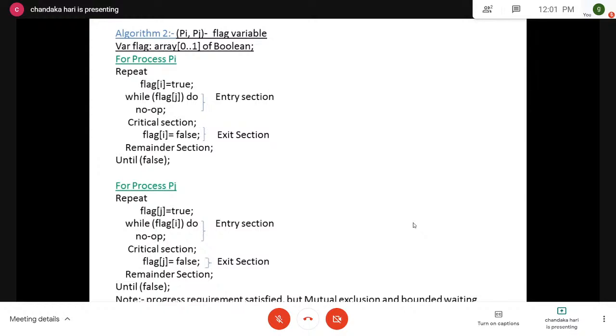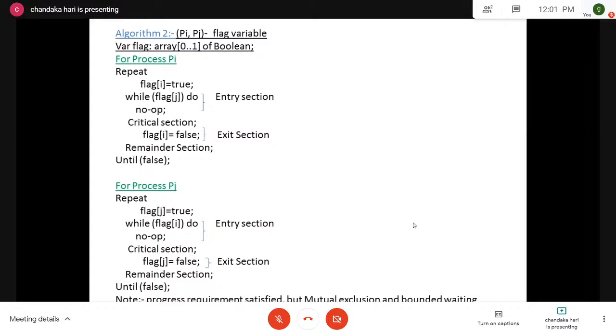Now, the flag is defined as an array of 0 to 1 of boolean. It has either true or false values. If process Pi wants to enter into the critical section, then flag I must be true. If process Pj wants to enter into the critical section, then flag J must be true.